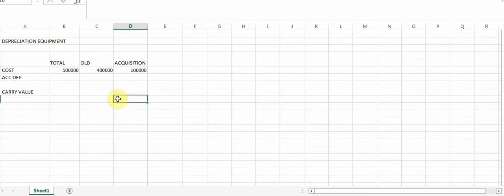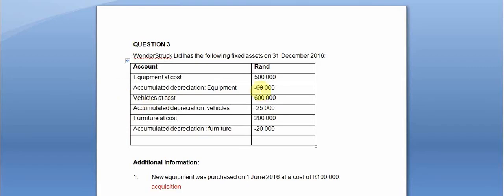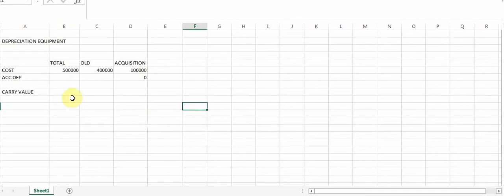Next, I need to figure out my depreciation. What is very, very important about accumulated depreciation, your acquisition will never have accumulated depreciation. If an asset was only purchased during the current financial year, it can have no accumulated depreciation because we are only measuring depreciation now for the first time. So that means if I go back to my question and I look at the accumulated depreciation on equipment, that will exclusively be the accumulated depreciation for the equipment that is old. So there I'm going to say it is a total of 60,000. The total for all of the equipment is 60,000.